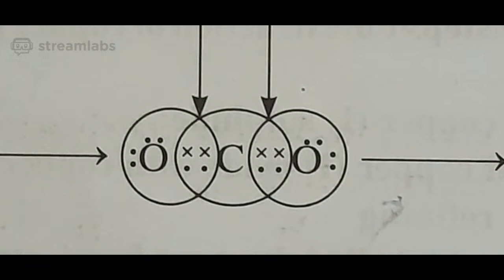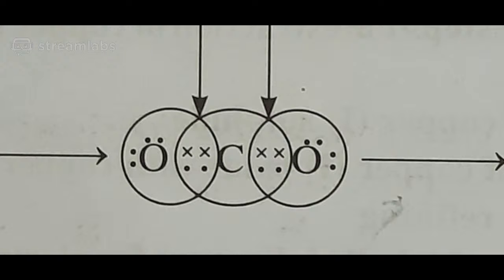Carbon, count the number of electrons of carbon: 4 valence electrons. In the same way, oxygen has 6. Now, count the number of dots and crosses around the oxygen; it is 6. The 6 oxygen electrons will attain octet structure by sharing 2 electrons with the carbon.